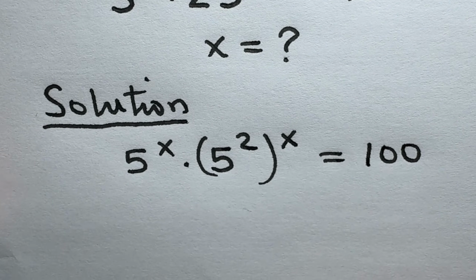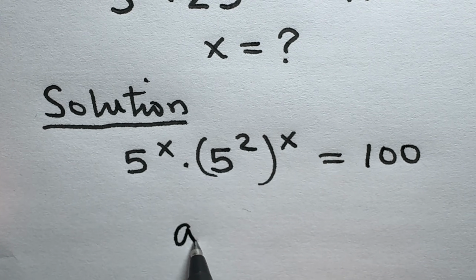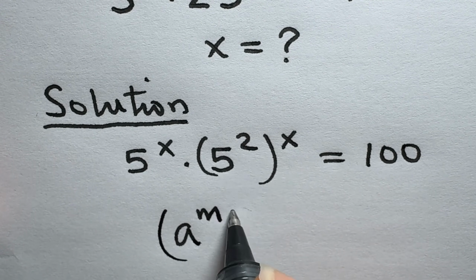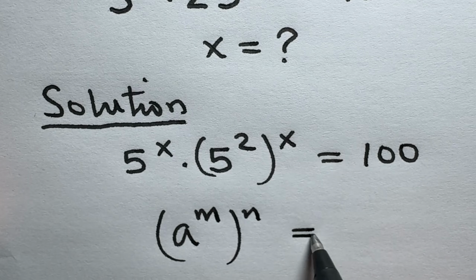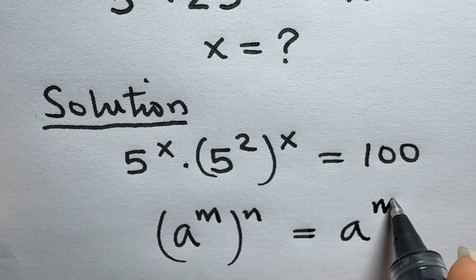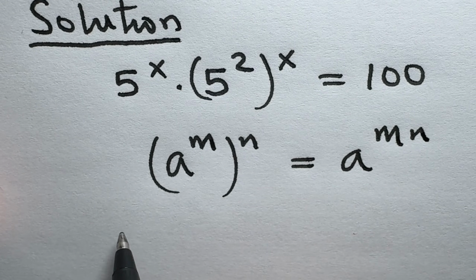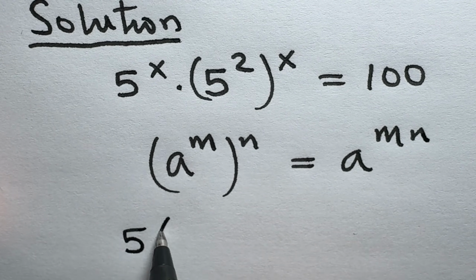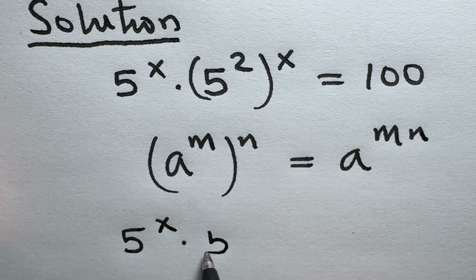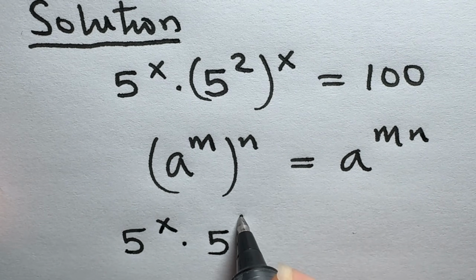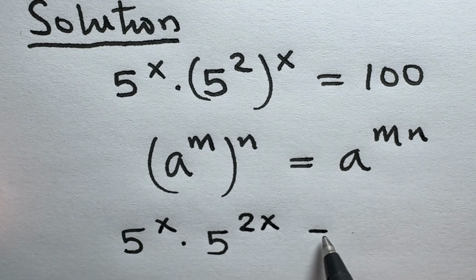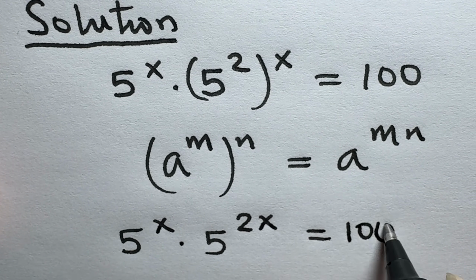By law of indices, a raised to power m raised to power n will give us a raised to power m times n. This will then give us 5 raised to power x times 5 raised to power 2 times x is 2x is equal to 100.